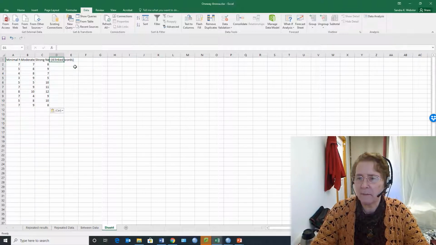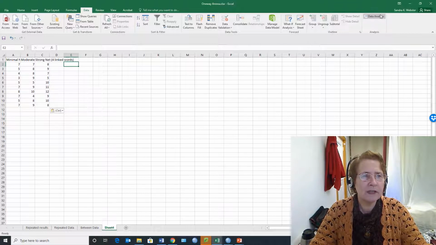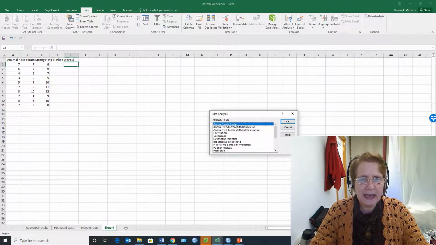And it's all there. Now, in order for me to calculate a one-way between subjects ANOVA, I'm going to use the data analysis statistics package in Excel. And I'm going to basically move over to data analysis. And there's this ANOVA single factor. That is a one-way between subjects ANOVA.